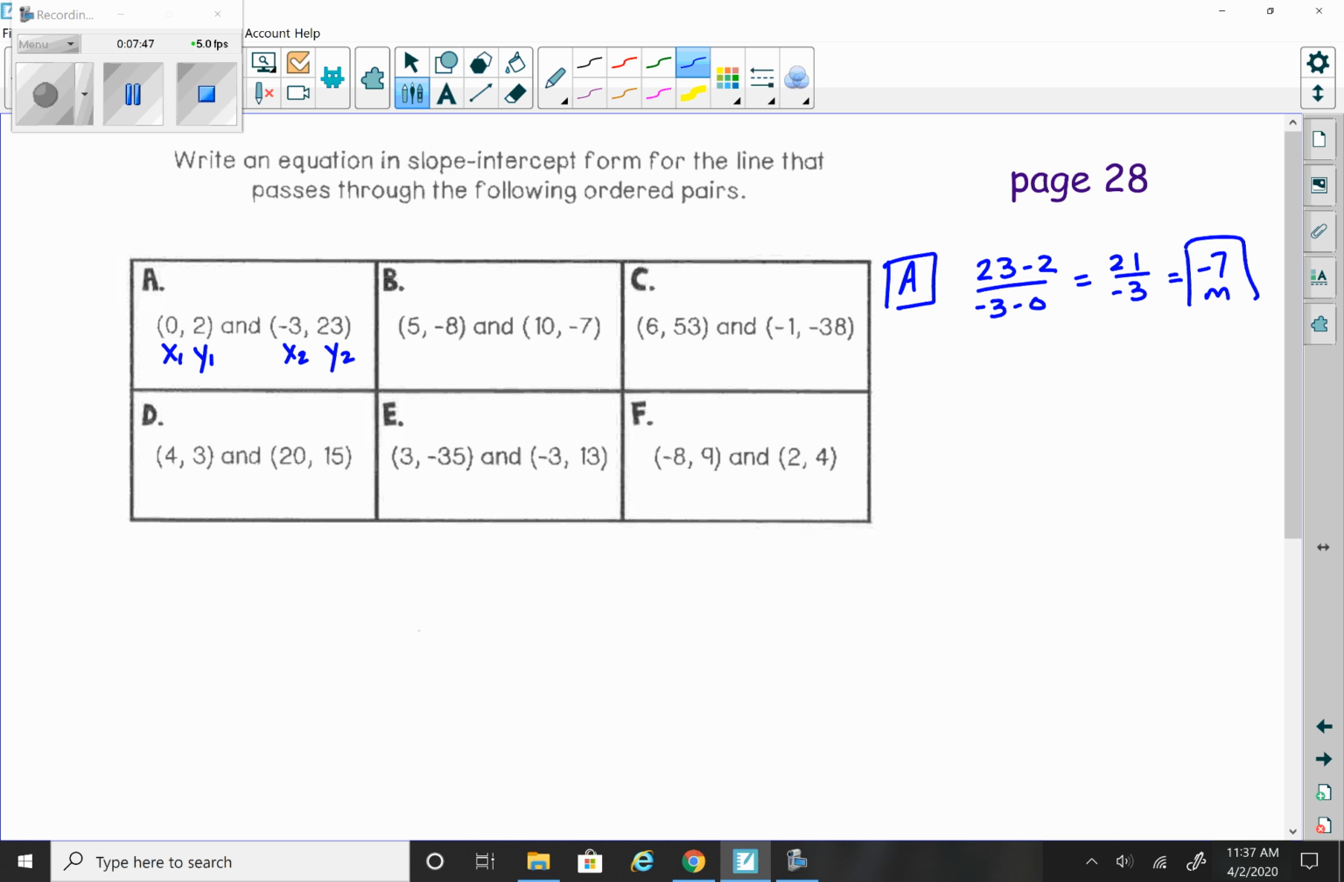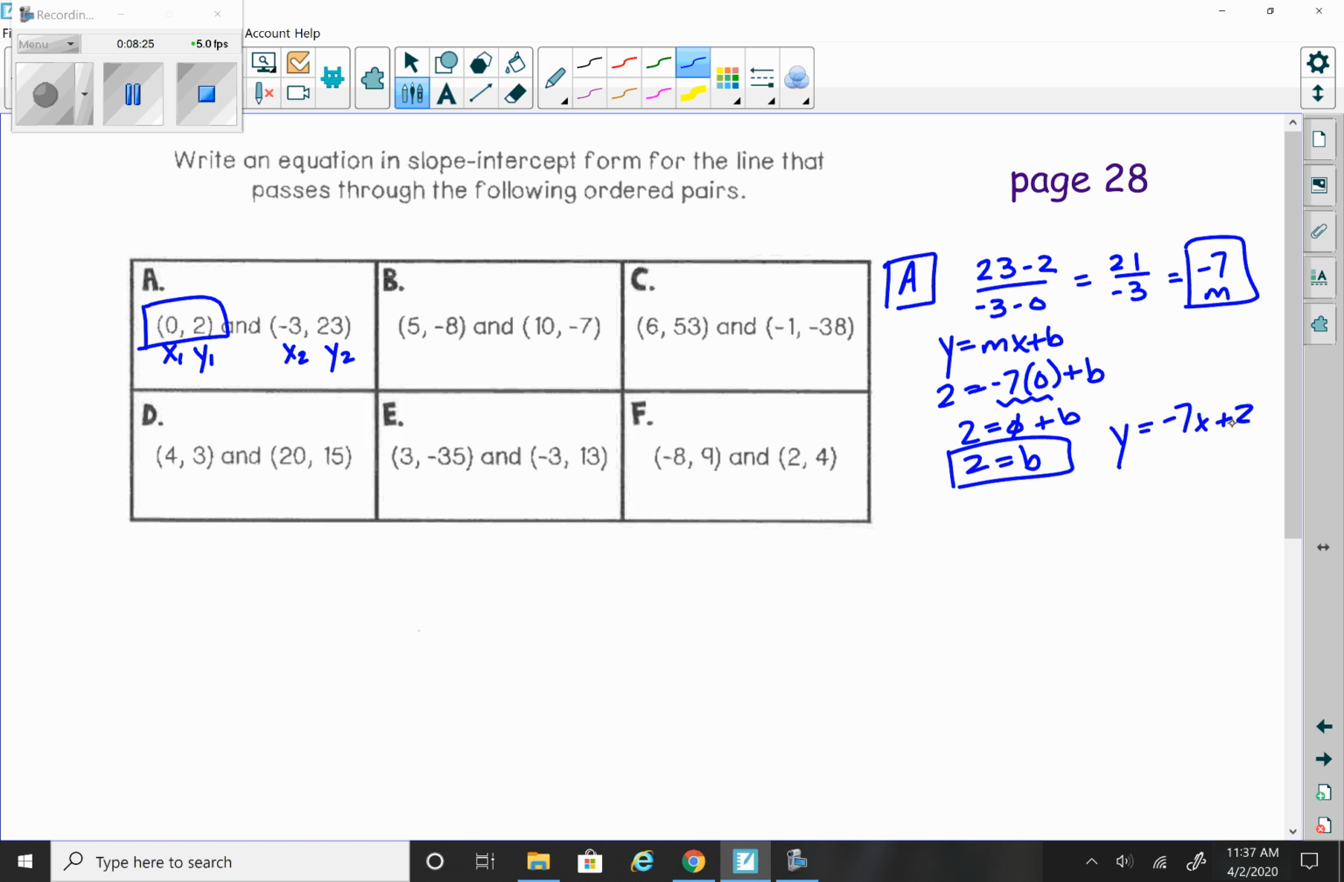So there's my slope. Now that I have my slope, I can take that slope and one of the points. I usually just use the first point, you can use either, and I'm going to plug them into y equals mx plus b. So I can plug in 2 for my y, -7 for my slope, and 0 for my x-coordinate, plus b. Again, I'm trying to solve this for b. -7 times 0 is 0, and so the 0 just drops out, and I get a y-intercept of 2. So my final equation, using my slope and y-intercept, would be y equals -7x plus 2.